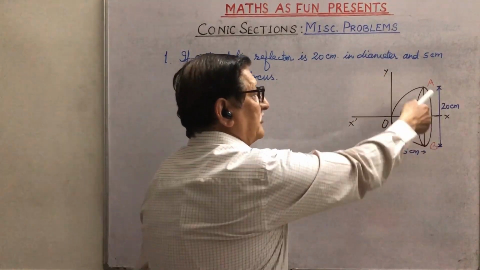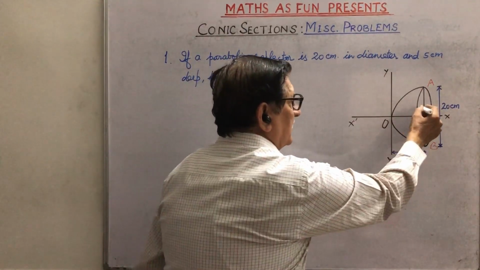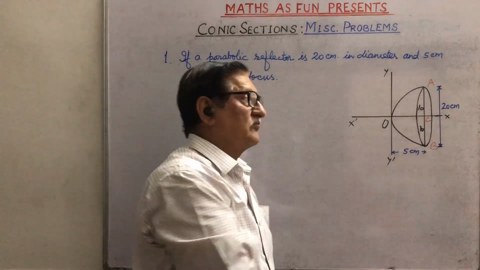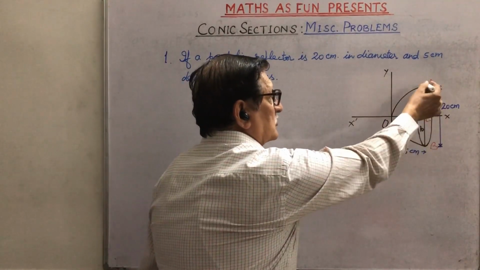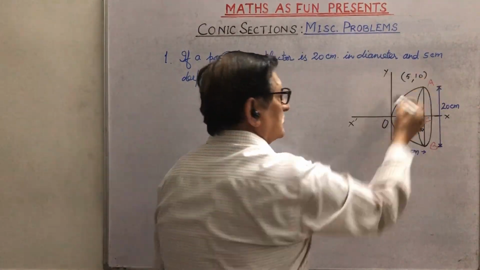Now we know if this is the diameter, C is the midpoint of the diameter, then this will be 10 and this also will be 10, right? In that case, we can say that the coordinates of A will be 5, 10.